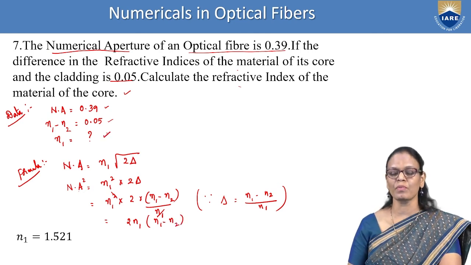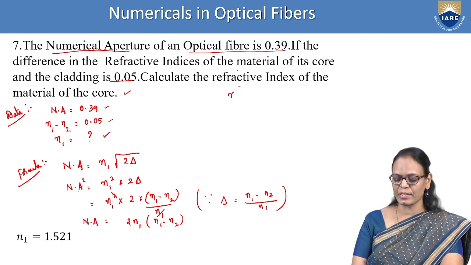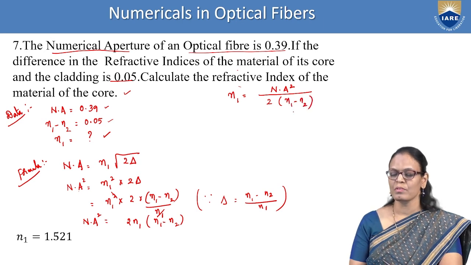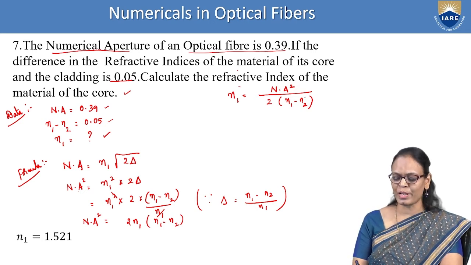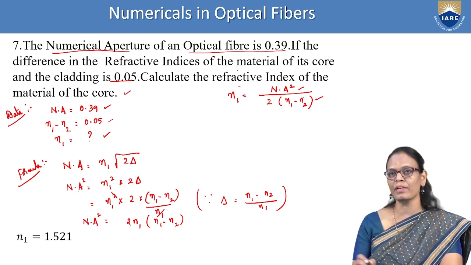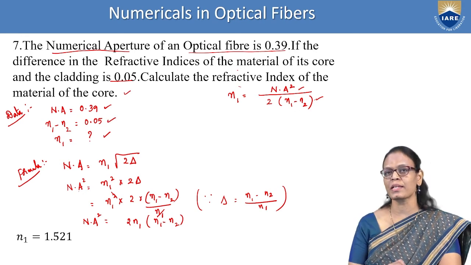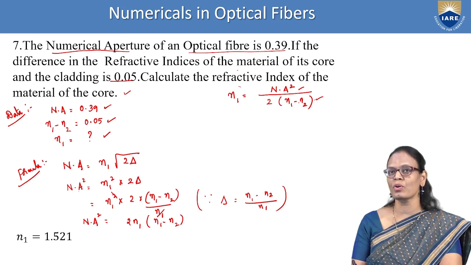What we have to find here is N1, so I'll write the formula for N1 from here. N1 is equal to NA square upon 2 into N1 minus N2. Is it clear why we are writing the formula in terms of NA and N1 minus N2? Because we know NA and we know the change in refractive index. We don't know N1 and N2 individually, but we know the difference N1 minus N2. So we have written it in terms of known values.